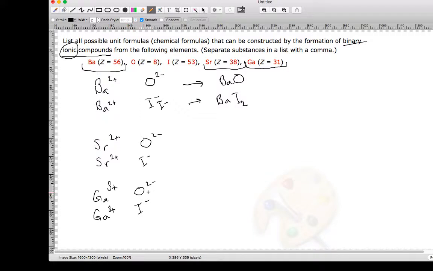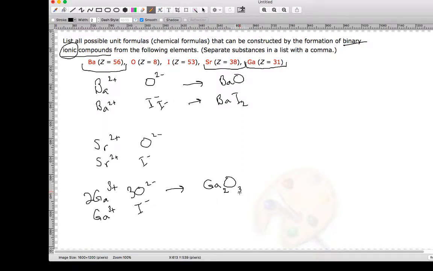What about these guys? How are you going to do this? There's no number of oxygen ions here that can add up to a 3 plus charge, because oxygen's charge is an even number and 3 is an odd number, so this is not going to happen. What you can do is get a 6 plus charge. So if I put 2 of these, I'm going to get a 6 plus charge. If I put 3 of these, I'm going to get a 6 minus charge. So that's 2 atoms of gallium and 3 atoms of oxygen.